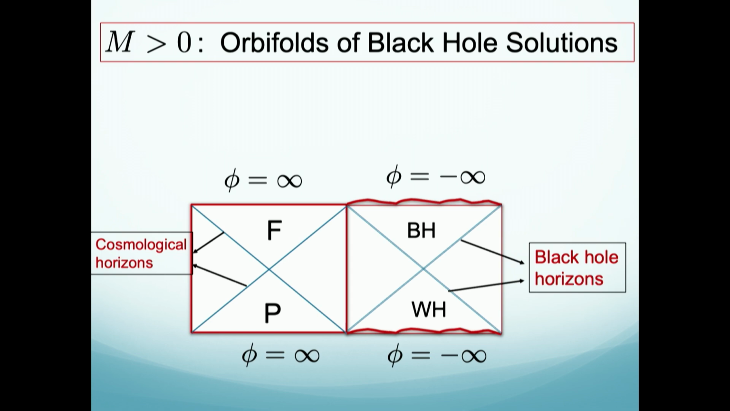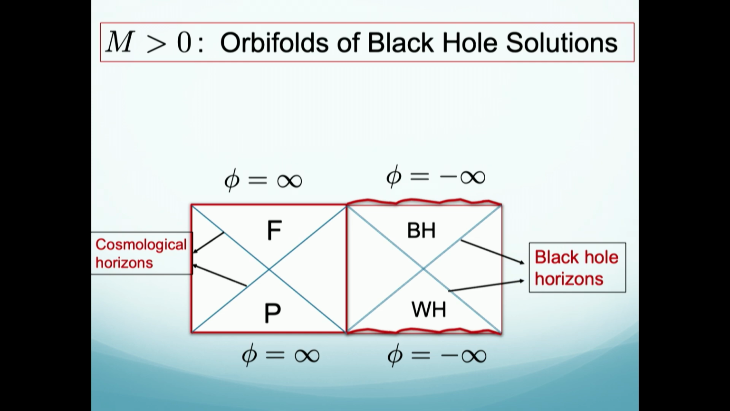So let me first start with the black hole, and then we'll turn to the orbifolding. This is the Penrose diagram for a black hole in deSitter 2. Now there are two kinds of horizons. There are two cosmological horizons and two black hole horizons.